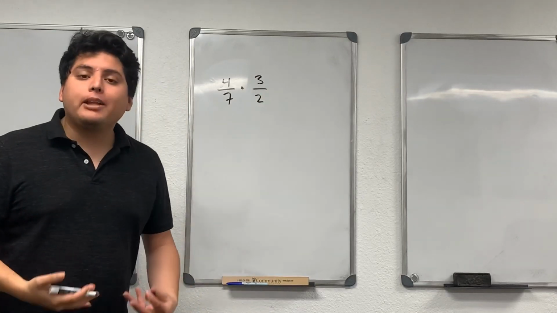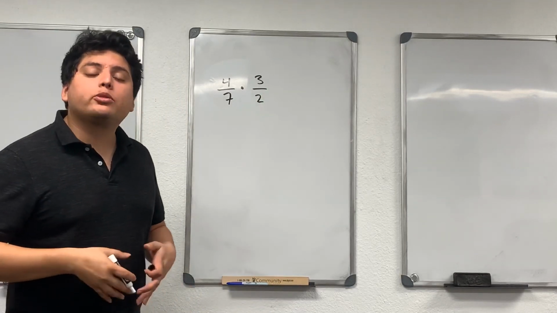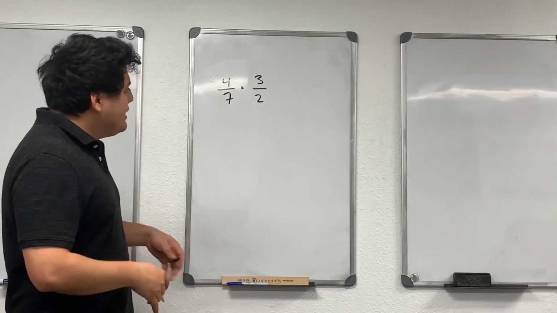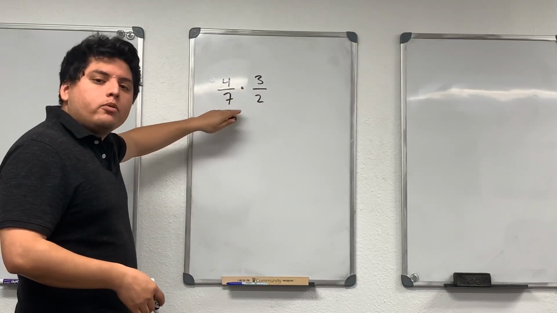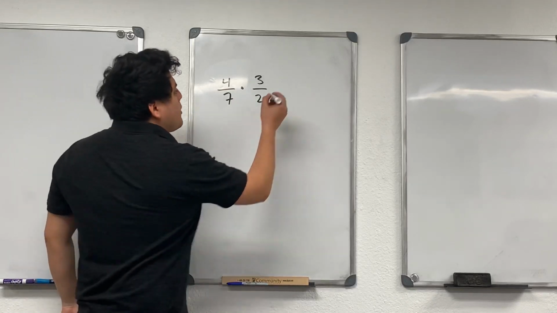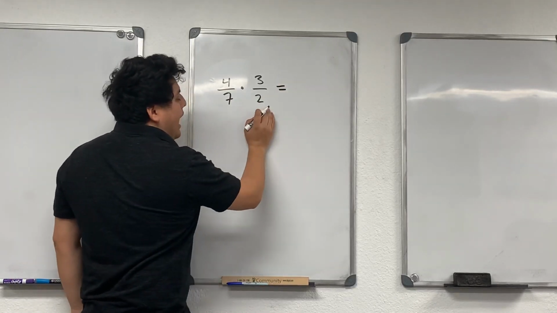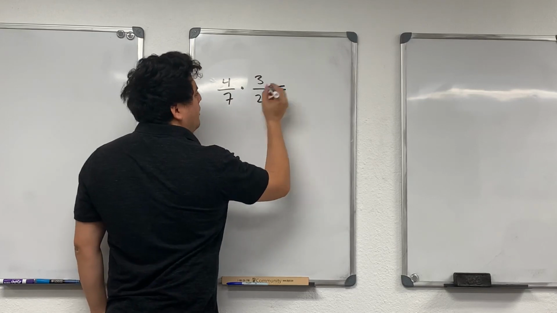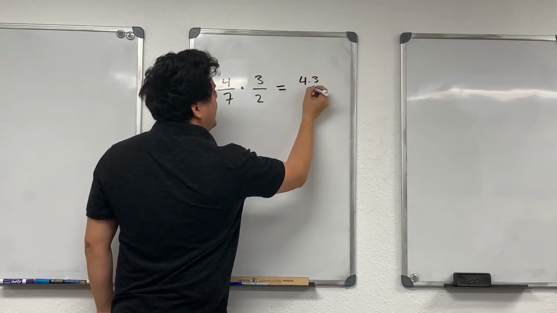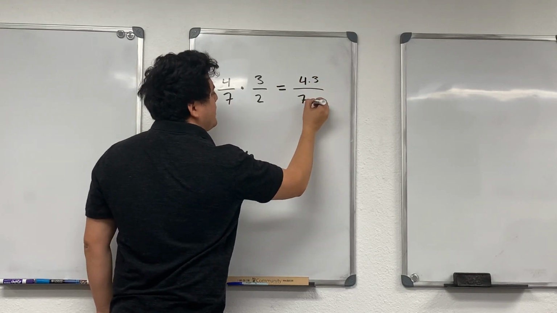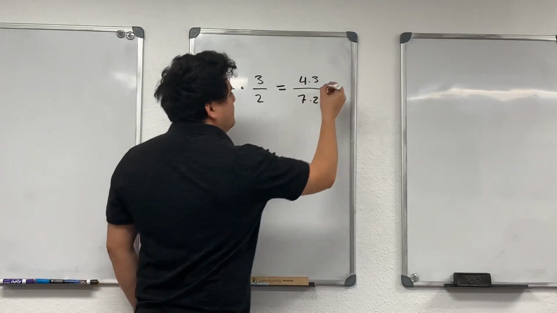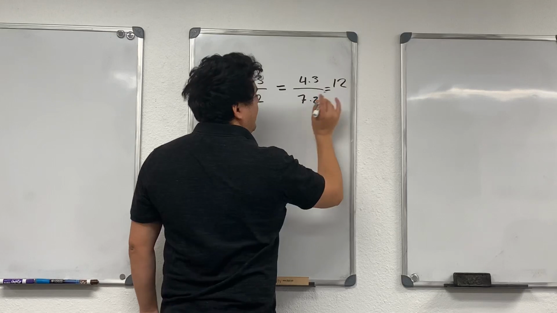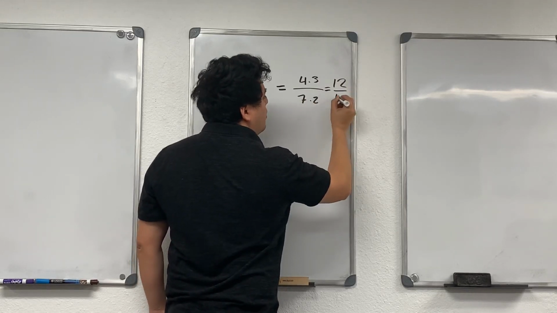The way we multiply fractions is we multiply straight across. You're going to multiply the numerator with the numerator, the denominator with the denominator. So when you multiply these fractions out, you're going to end up with 4 times 3 divided by 7 times 2. 4 times 3 is 12, and 7 times 2 is 14.